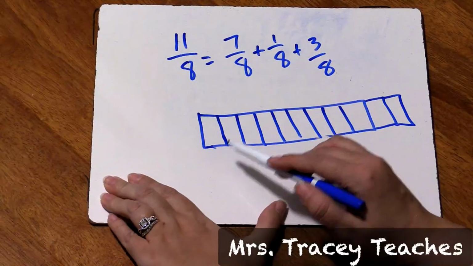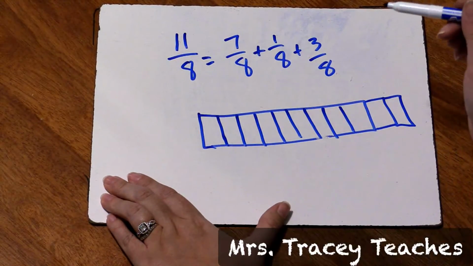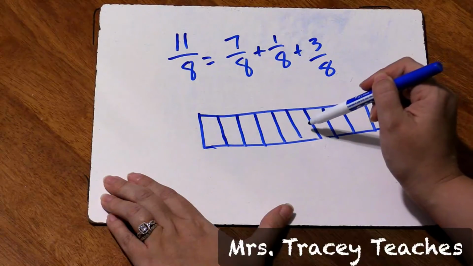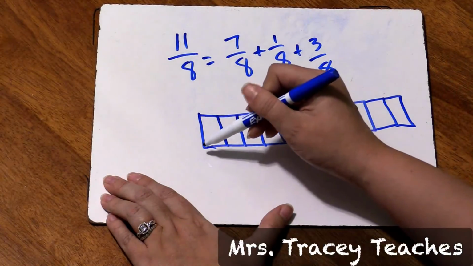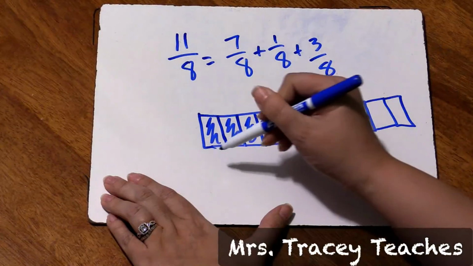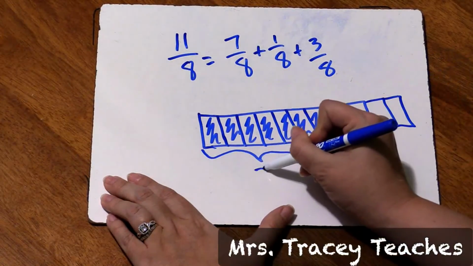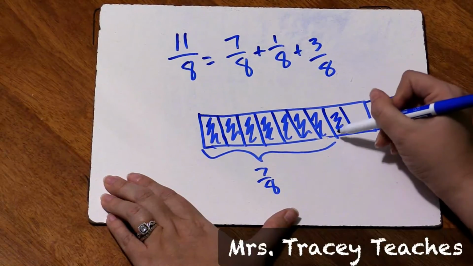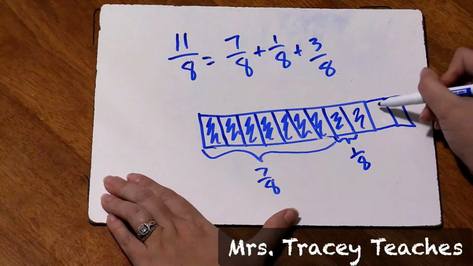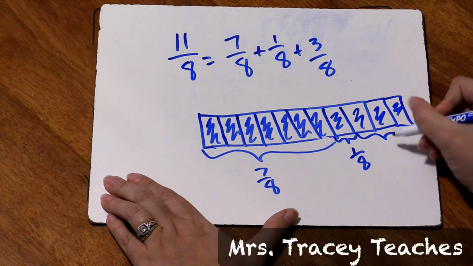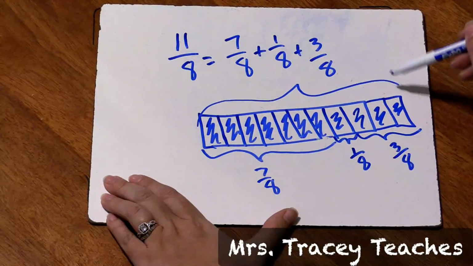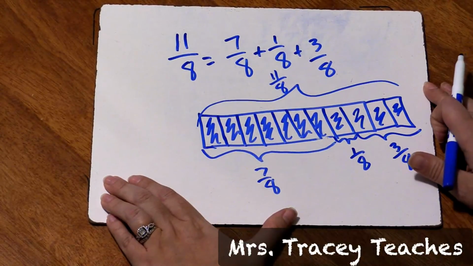So what you're going to do is first draw your 7/8. So I have 1, 2, 3, 4, 5, 6, 7. So I'm going to color in 1, 2, 3, 4, 5, 6, 7. Then you're going to label it 7/8. Then you're going to draw your 1/8. Then you are going to color in 1, 2, 3. So you have 3/8. And so this whole thing represents our 11/8. Go ahead and give it a try.